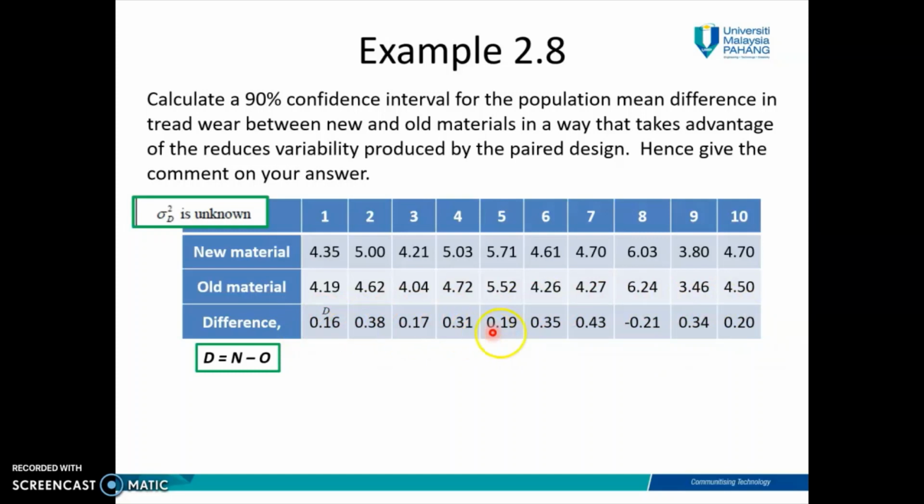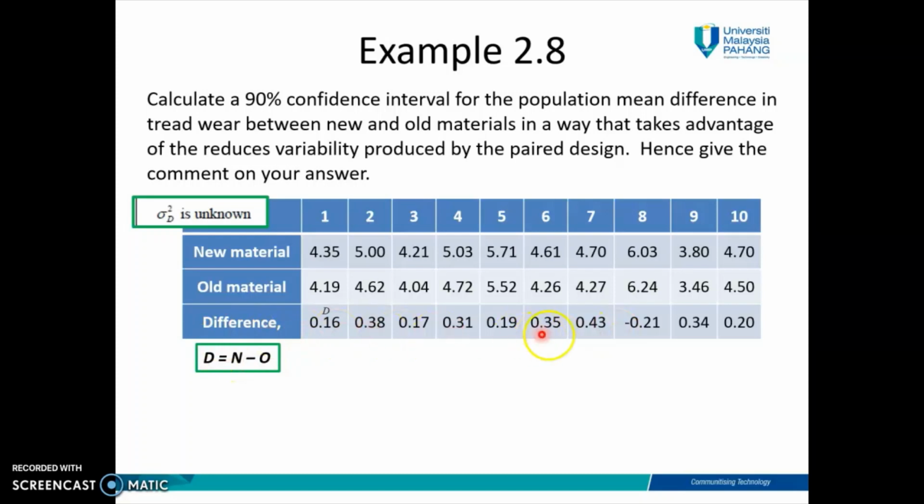So you look at the calculations here. For example, in the 8th car, 6.03 minus 6.24, so you will get a negative value because this is bigger than the first one, right? So yeah, even the negative value should be included in your answer. Okay, so if you get negative from the subtraction, still put the negative in your answer.